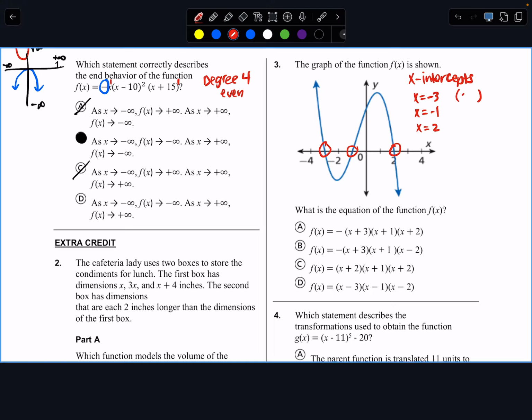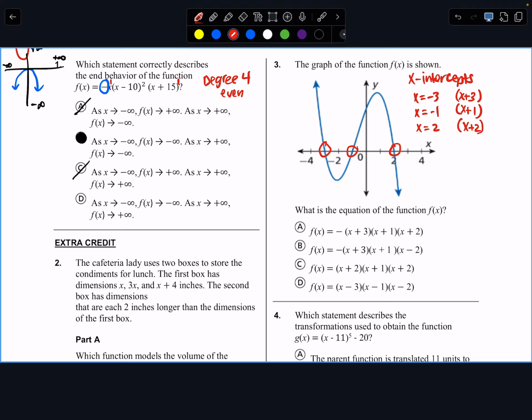x plus 3. So I write x plus 3. What's a factor for -1? x plus 1. And then what's a factor for 2? That's right, x minus 2. So what we could do, smart test taking strategies, okay? Is cross off the ones that don't have these factors. Does A have x plus 3, x plus 1, and x plus 2? Okay, so don't cross that one off yet.